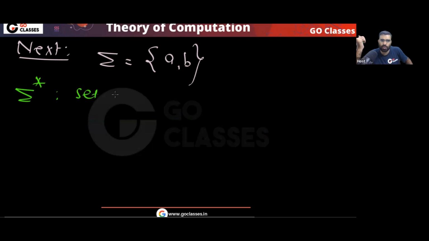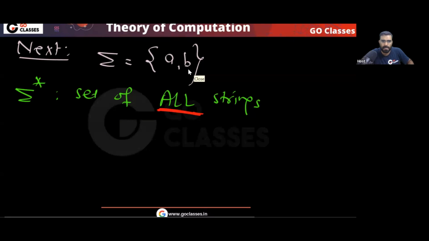Sigma star is the set of all strings. So tell me, when you say all strings, it also contains the empty string, right? Yes or no? When I say all strings, it also contains the empty string.